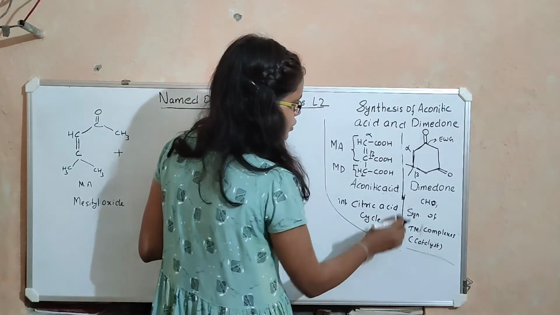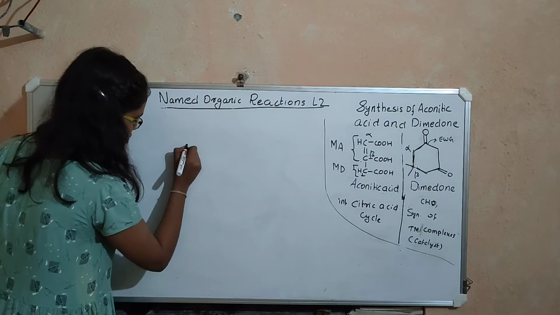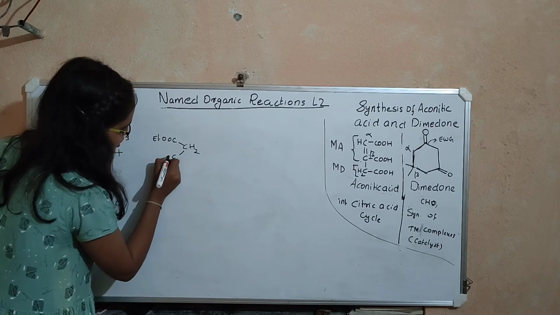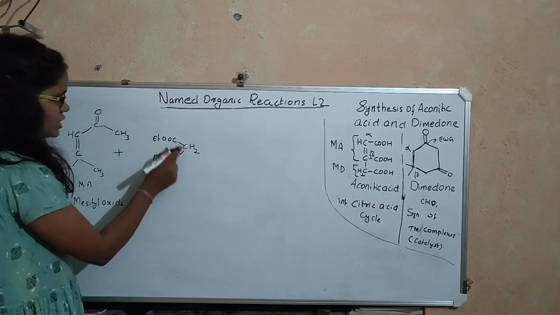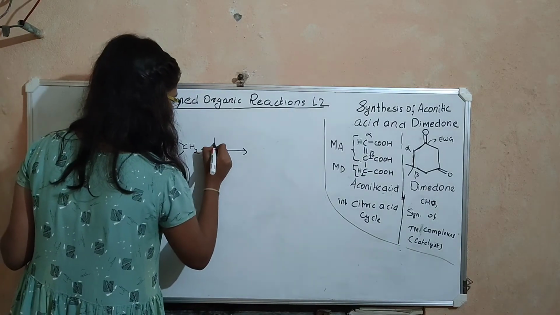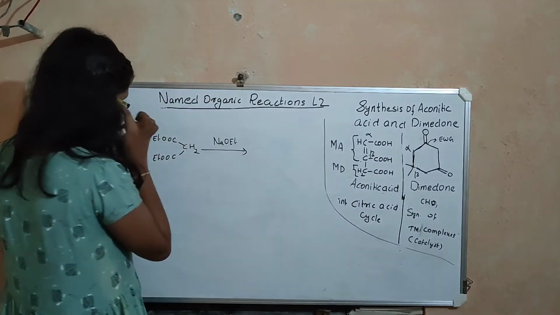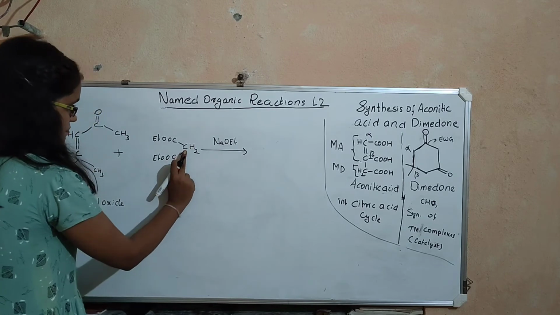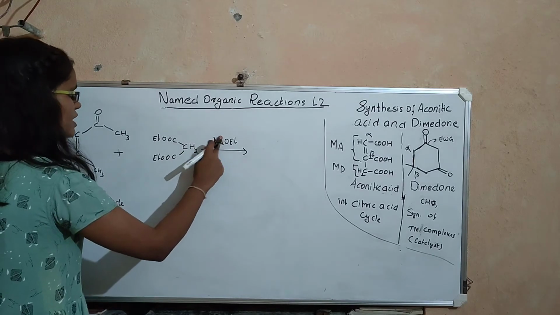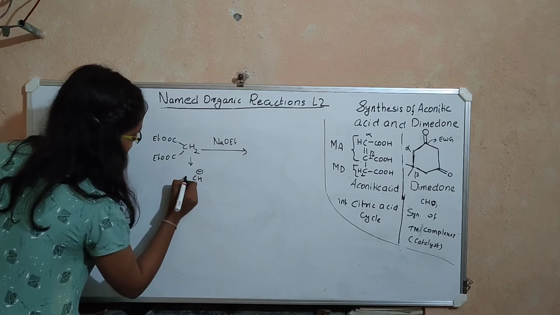So for the Michael donor, you have one CH2 and C double bond O. This might have come from this popular Michael donor, which is diethyl malonate. Okay, CH2, C double bond O, OEt. So in presence of a base, let us take sodium ethoxide as the base. What will happen? This Michael donor will give a proton to this base, and a carbanion will be generated. So this is the carbanion.